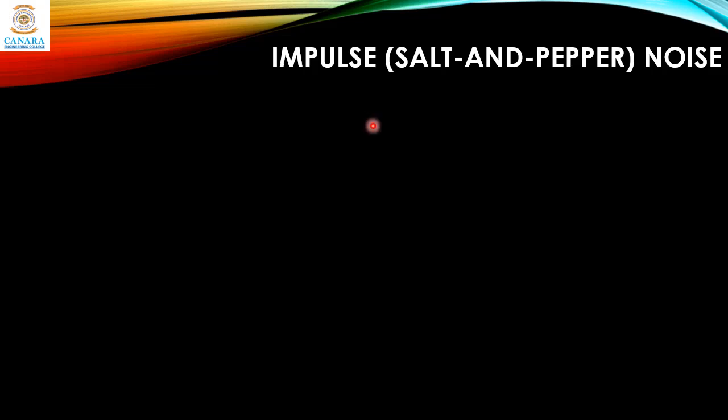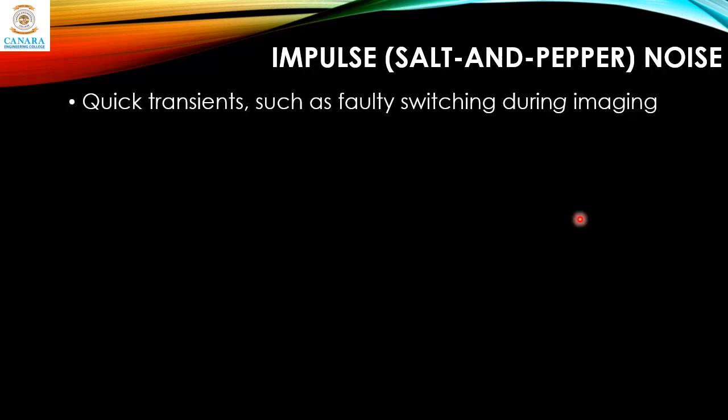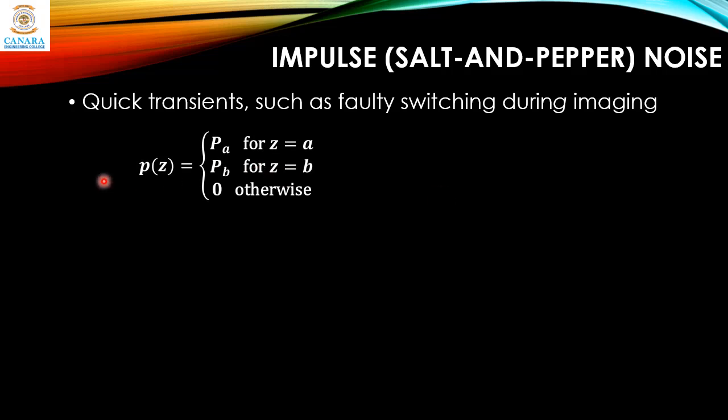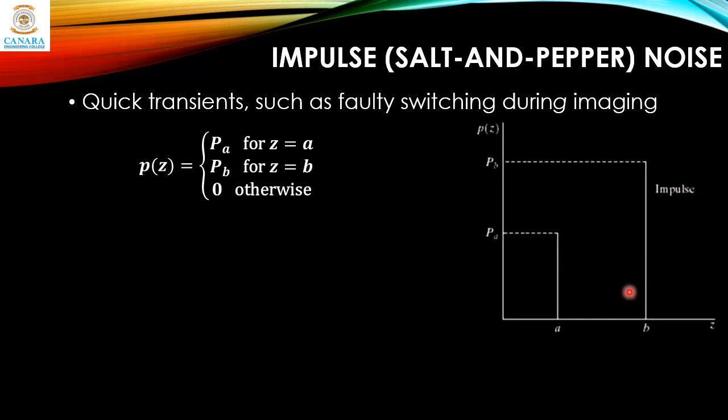The last type of noise we are going to learn for this image restoration concept is impulse noise, also called salt and pepper noise. It is caused by quick transients such as faulty switching during imaging. The PDF is defined by P of Z is equal to PA for Z equal to A, PB for Z equal to B, and it's 0 otherwise. So it's either PA or PB, for Z equal to A or B. This is the impulse plot. You can see two impulses at A and B, and at all other locations it's 0. That's why it's called impulse.